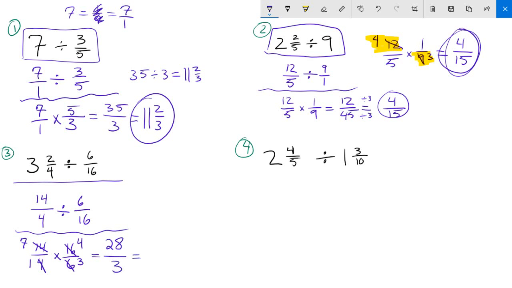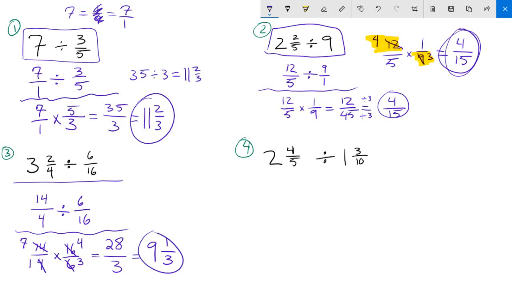Then I'm going to have to simplify this into a mixed number. 3 goes into 28 9 whole times. And then I will have a remainder of 1, so 1/3. All right, and that'll be my answer to that one. 9 1/3 here. And let's go on to question number 4 now.